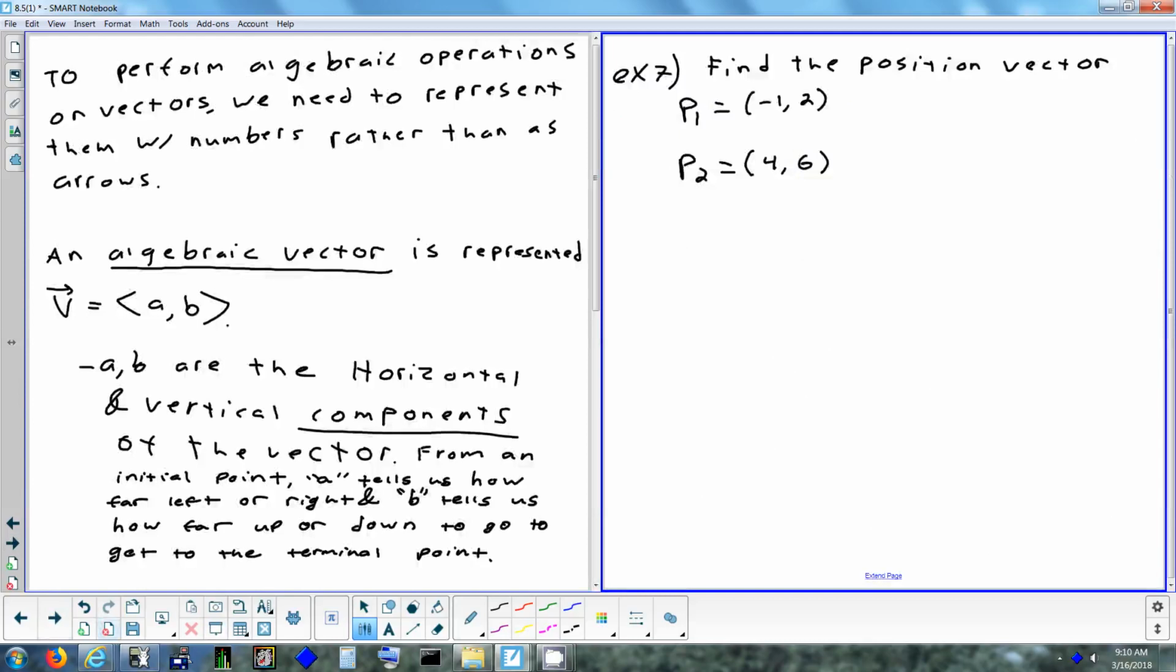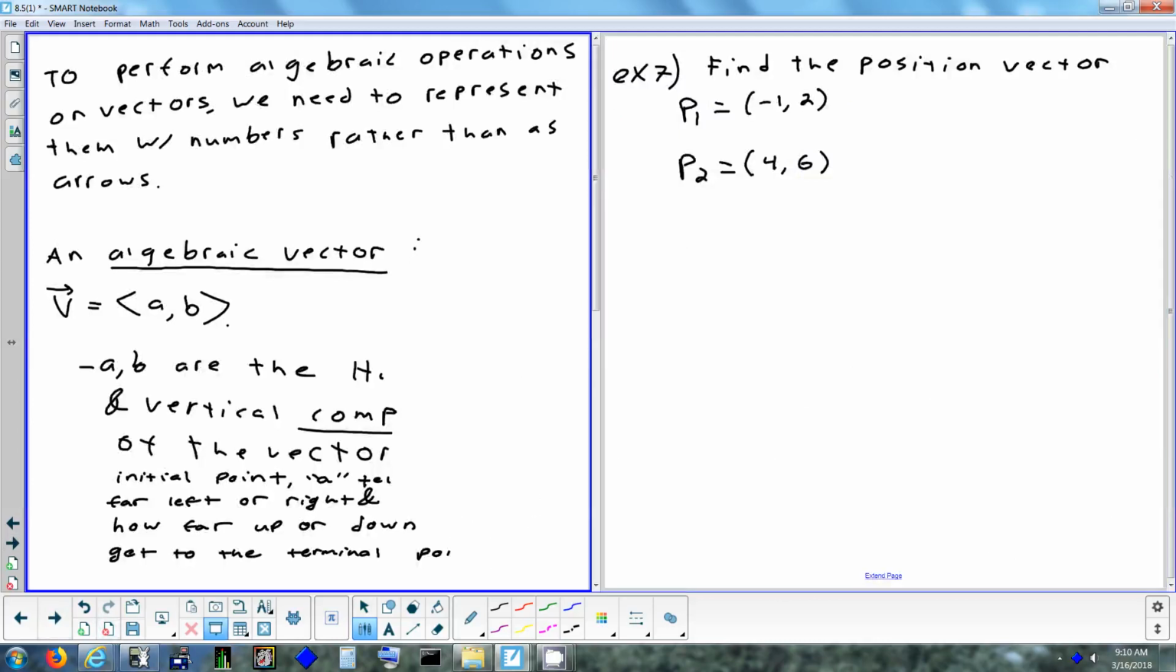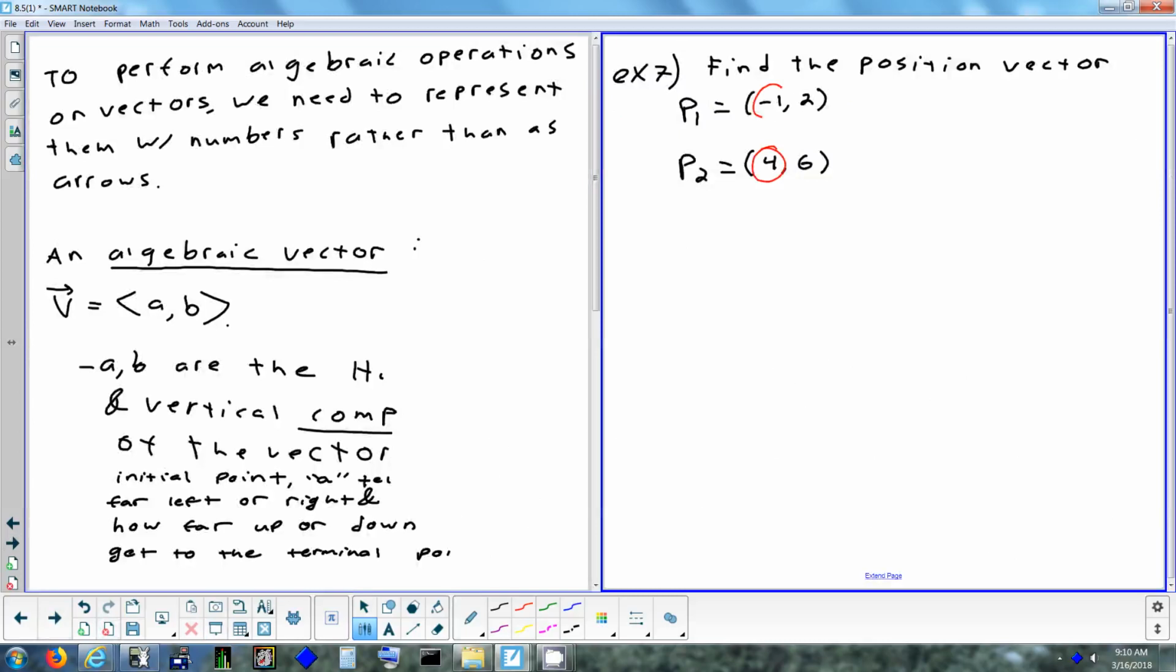Okay, so I'll just show you a quick example. A terminal, initial, if you subtract them, you get 5. Terminal, initial, if you subtract them, you get 4. That's how you do it. So you just subtract them. I'd show you the formula again, but I can't.